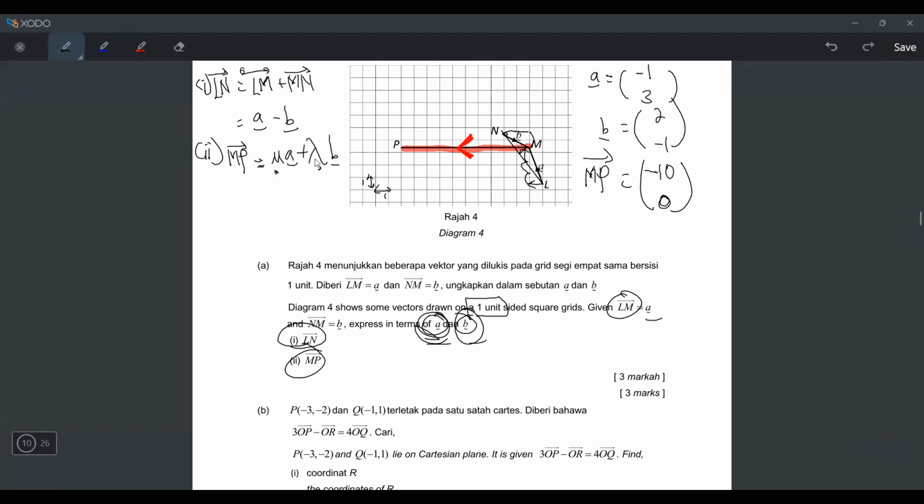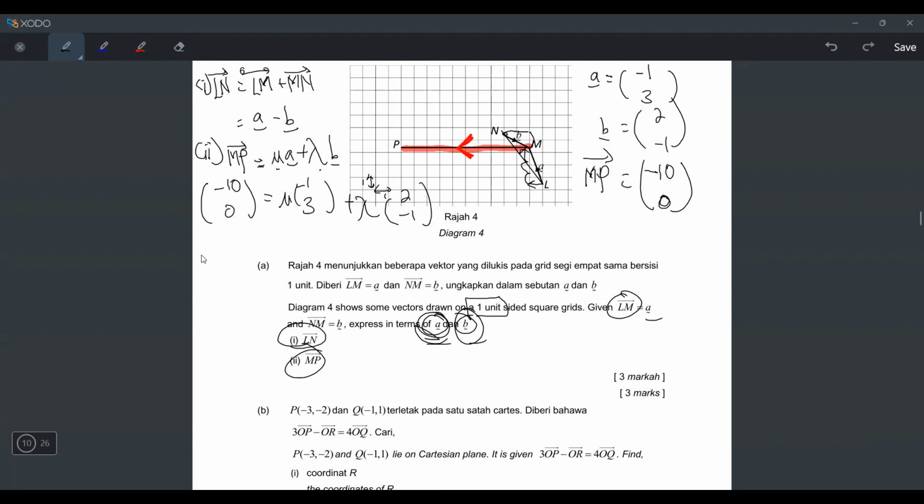And this something, even though we don't know, I can let an unknown represent it. I let mu represent this number and lambda the other. Of course, you can use other symbols as well, like alpha, beta, or alphabets like C, D or X, Y or whatever. But I end up using mu and lambda. Now my job is to find mu and lambda, because if I know mu and lambda, then I know the vector MP. So how to find? Convert everything to coordinate vector. MP is negative 10, 0, or you can also say negative 10i plus 0j, equals to mu A, and A is negative 1, 3, plus lambda B, and B is 2, negative 1.